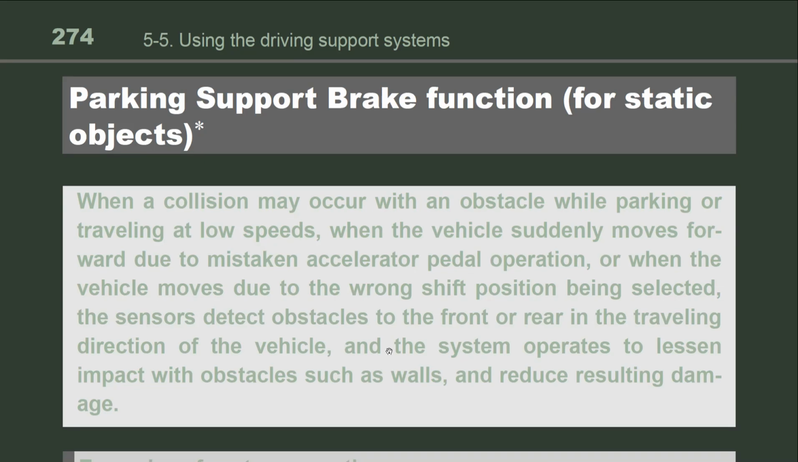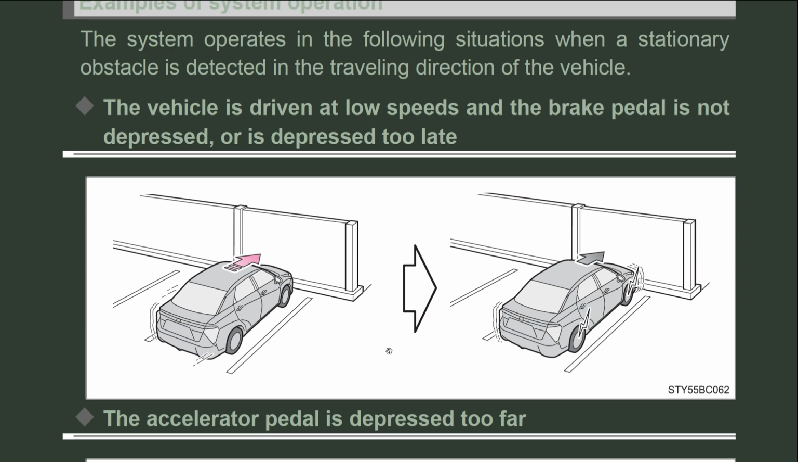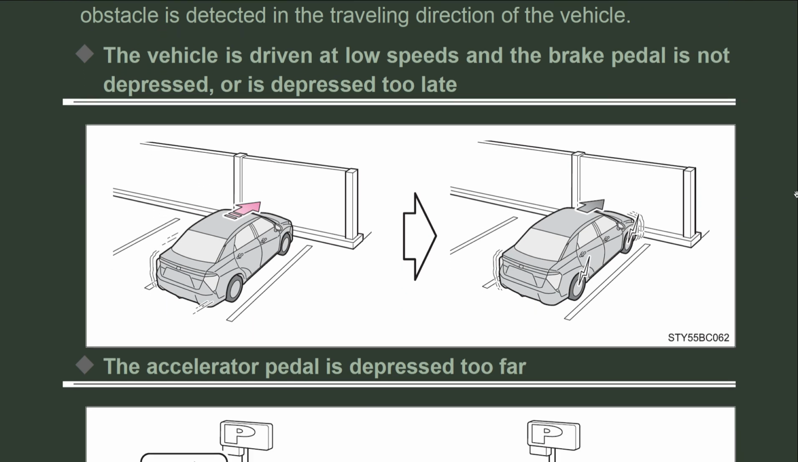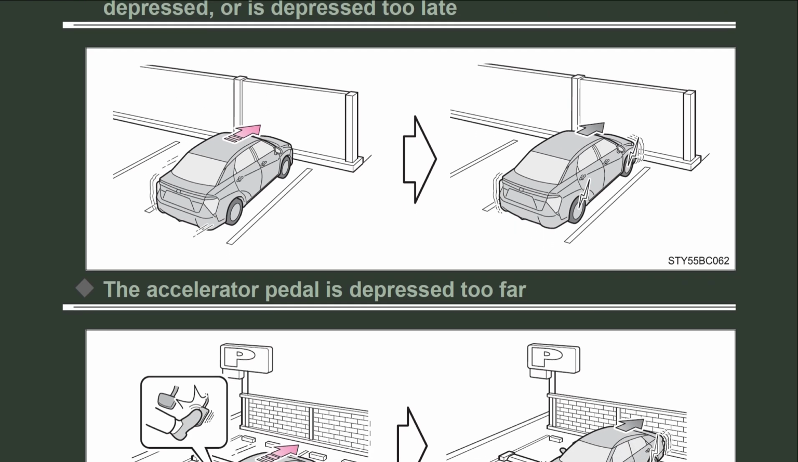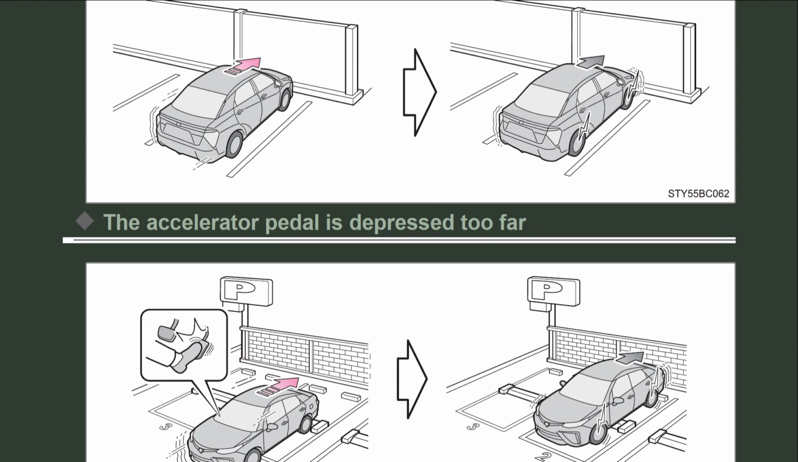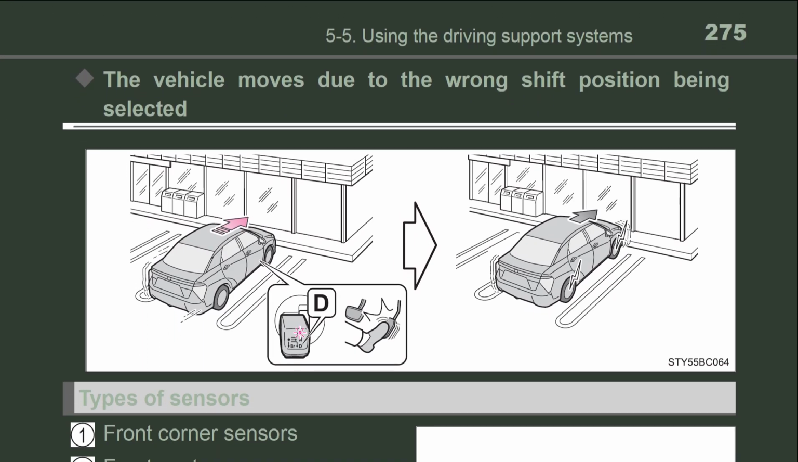5. Using the driving support systems. The system operates in the following situations: when a stationary obstacle is detected in the traveling direction of the vehicle, the vehicle is driven at low speeds and the brake pedal is not depressed or is depressed too late, the accelerator pedal is depressed too far (if equipped).